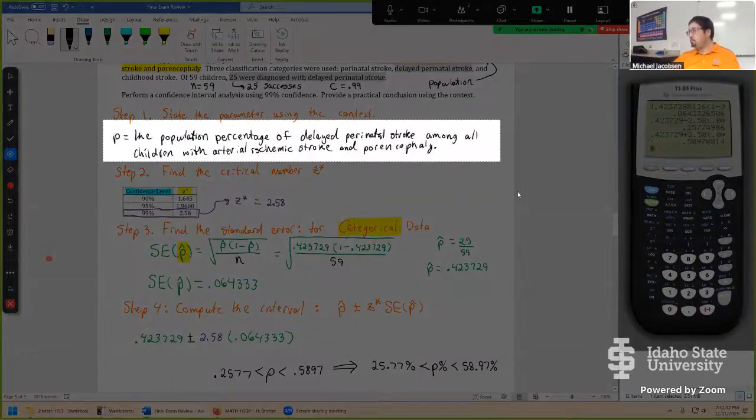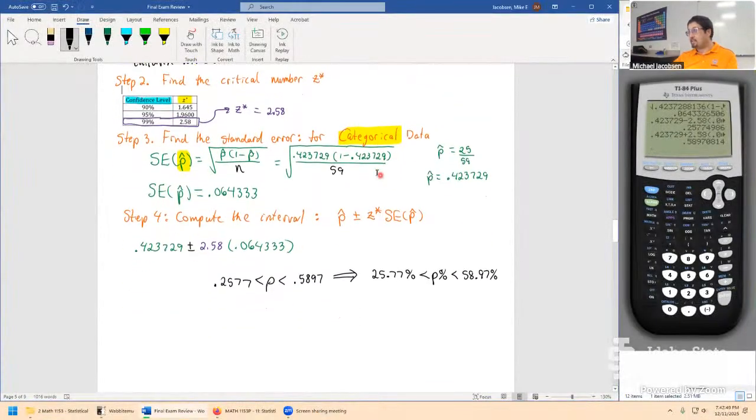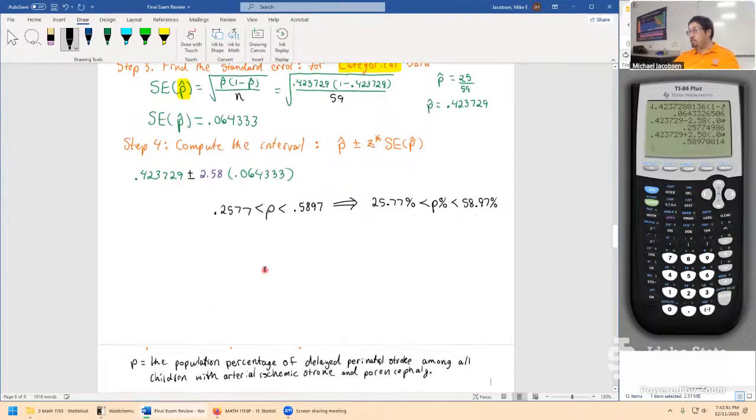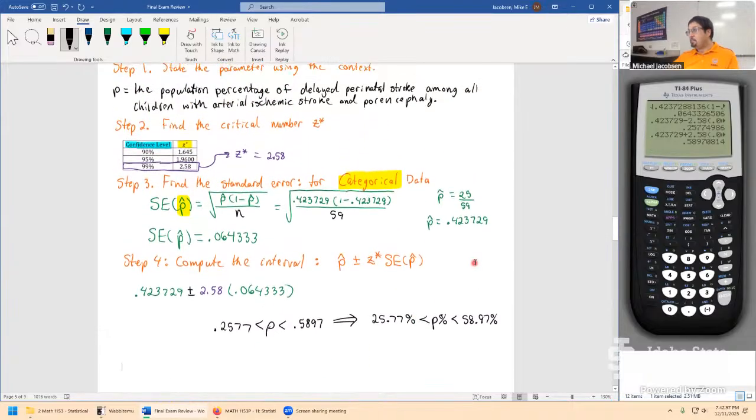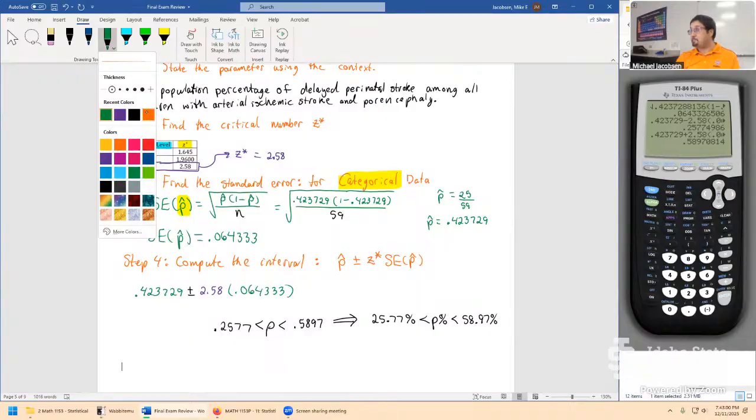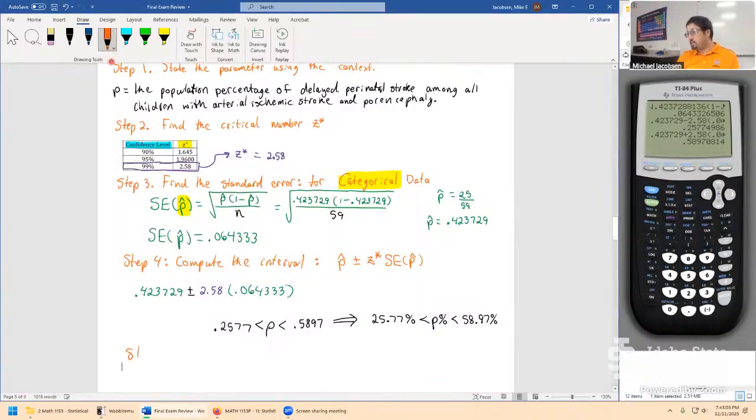Our conclusion is just knowing exactly what the parameter p is and looking into the form of the interval. Also, we need to recall what level of confidence we had. But this takes us to the final step, step 5. Let's say for this, provide a practical conclusion using the context. So that's our last portion to get through.